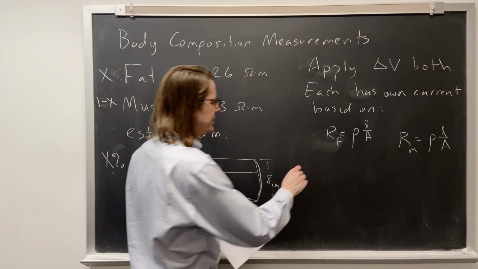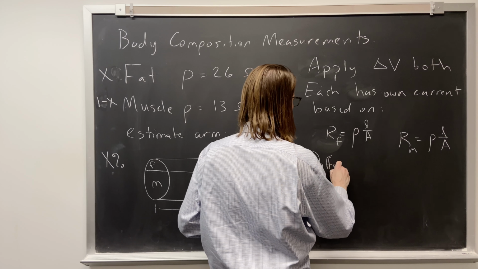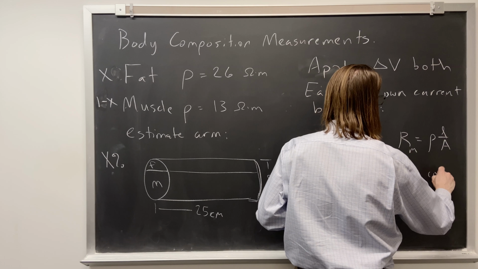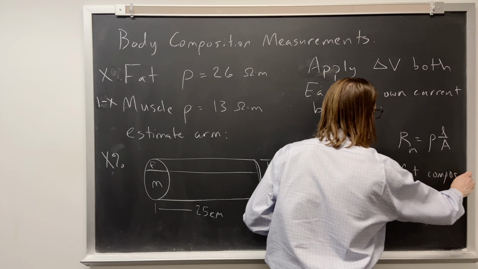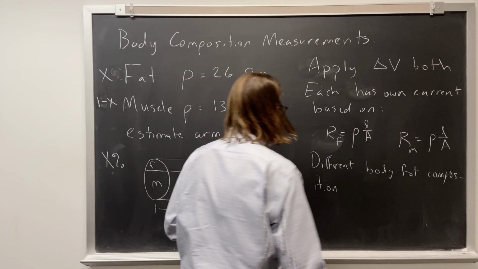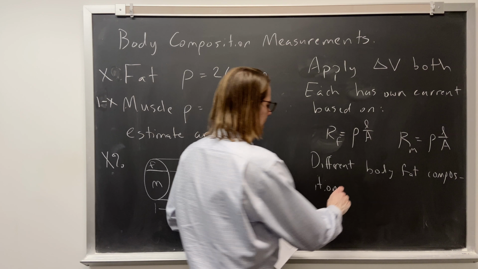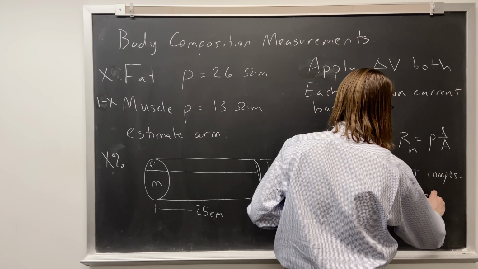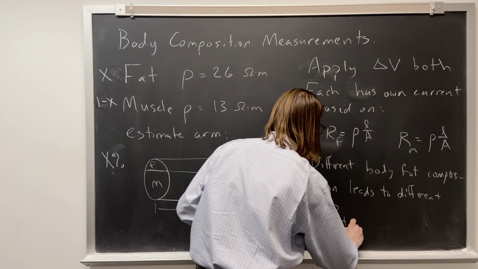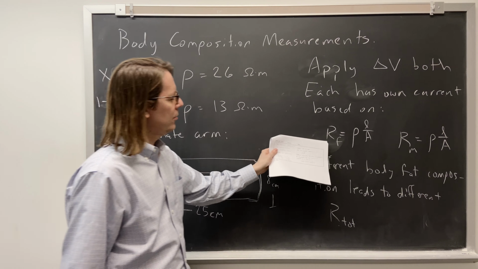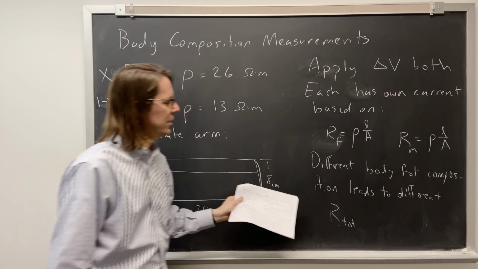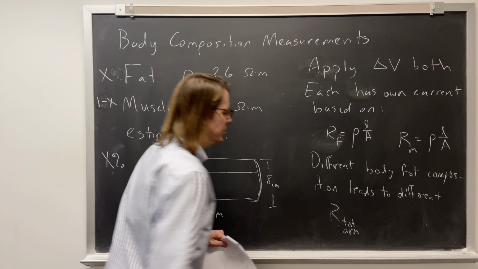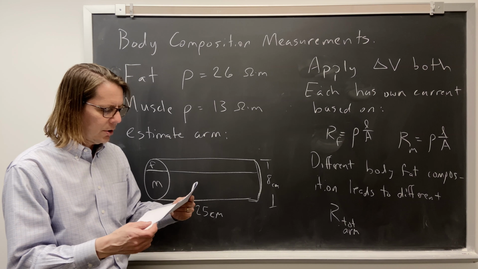Different body fat composition leads to different R total. The fat resistance and the muscle resistance are going to come together to give you R, the resistance of your total arm.